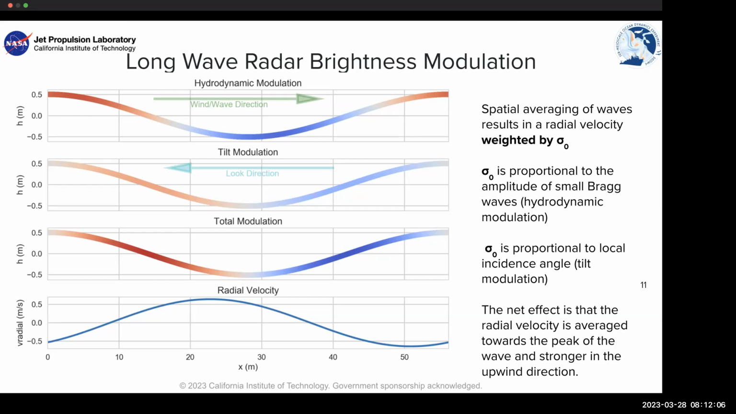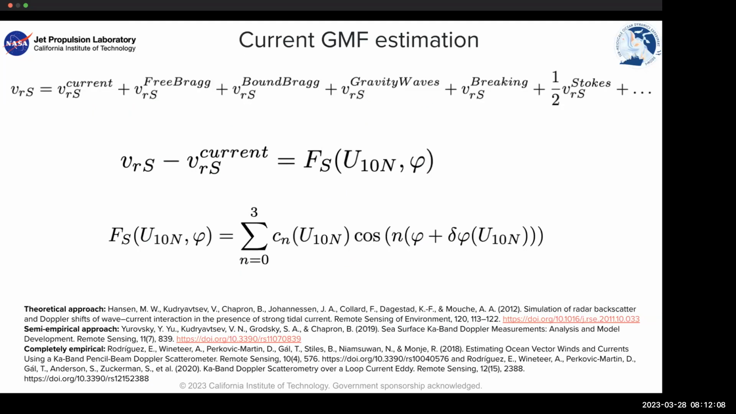But we need to take that out for sure. So this is a simple equation of what you would have to do to derive the theory of what you're measuring. You would have the advection by the current, which current is, of course, one of the things that we need to talk about. But you would also have to subtract the portion that is due to free Bragg waves and the portion that is due to the bound Bragg waves.